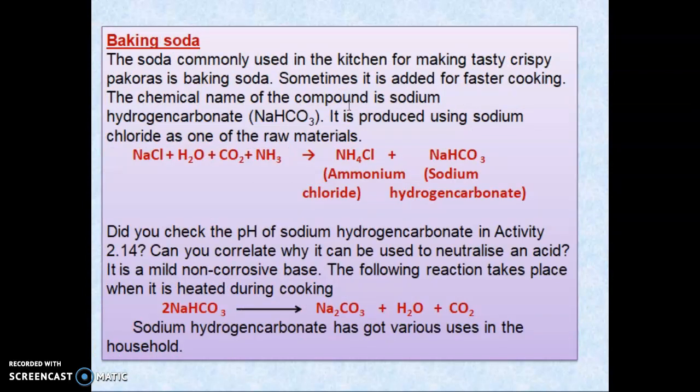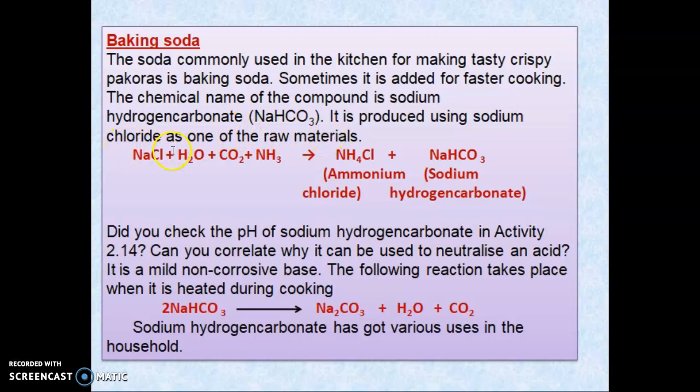Next salt is baking soda. The soda commonly used in the kitchen for making tasty crispy pakoda is baking soda. Sometimes it is added for fast cooking. The chemical name of the compound is sodium hydrogen carbonate, that is NaHCO3. It is produced using sodium chloride as one of the raw materials.